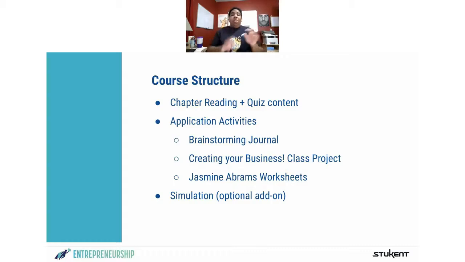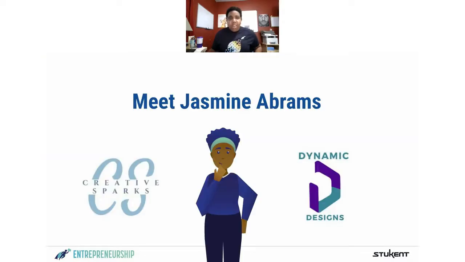So the students have a chapter reading and their quiz content. Then we have 3 application activities per chapter: your brainstorming journal prompts, your creating a business class project, and then your Jasmine Abrams worksheets. And then, as you saw earlier, you have the optional add-on for the simulation, which looks amazing, if I do say so myself. So, Jasmine Abrams worksheets.